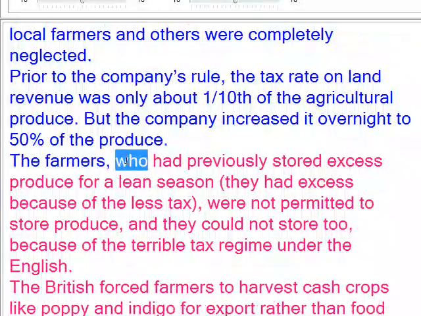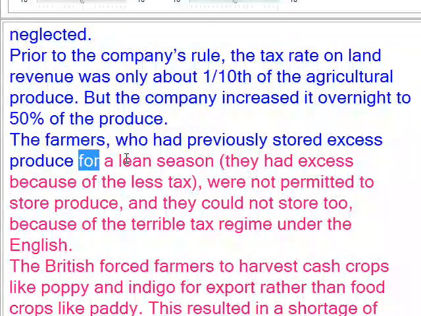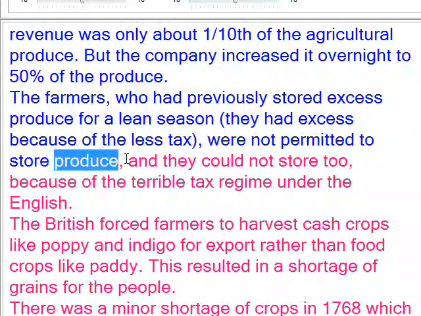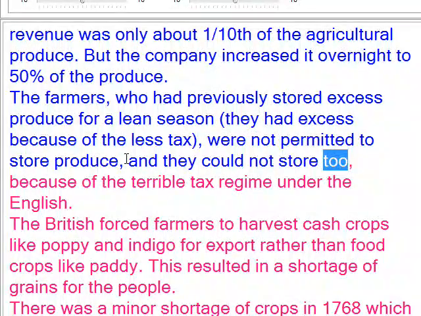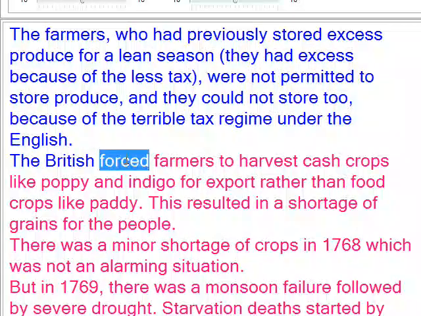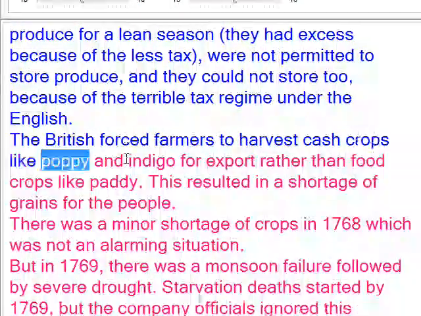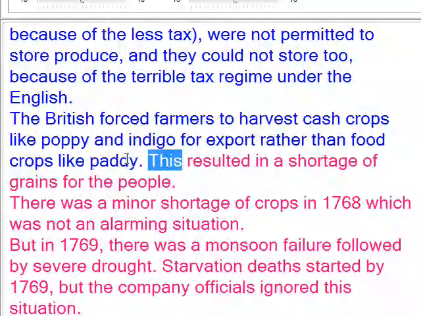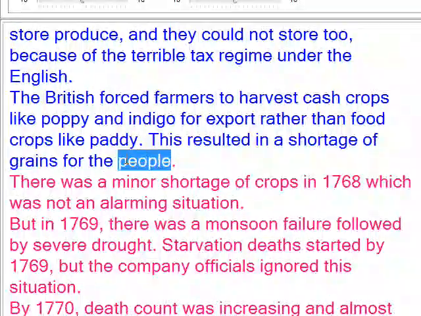The farmers, who had previously stored excess produce for a lean season because they had excess due to the lower tax, were not permitted to store produce, and they could not store it anyway because of the terrible tax regime under the English. The British forced farmers to harvest cash crops like poppy and indigo for export rather than food crops like paddy. This resulted in a shortage of grains for the people.